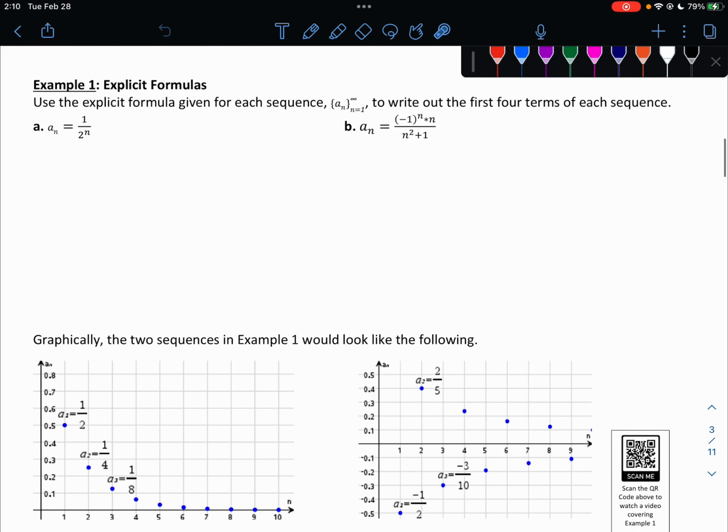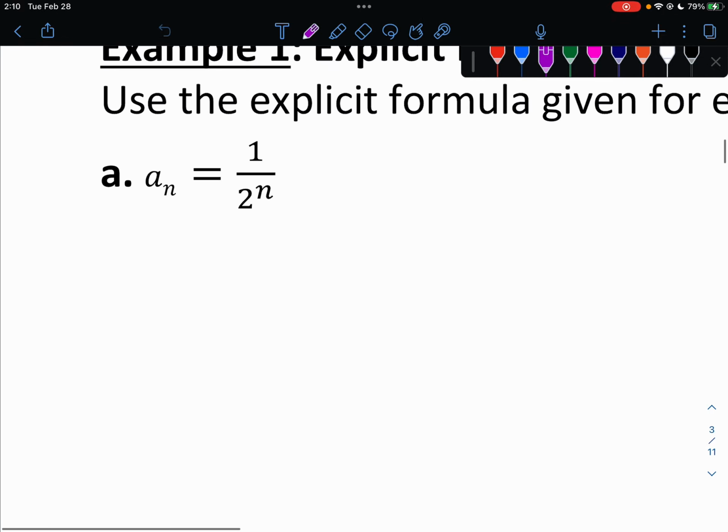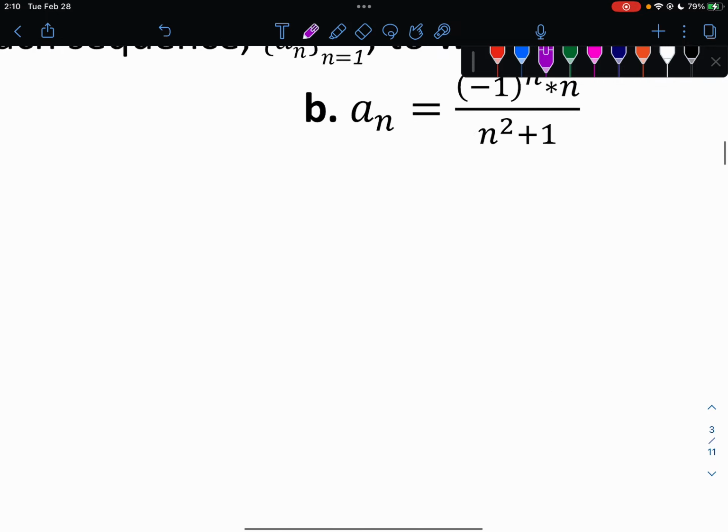So let's take a look at a couple explicit formulas here. Our first explicit formula would be 1 over 2 to the n throughout the first 4 terms. So a sub 1 would be 1 over 2 to the 1, or 1/2. A sub 2 is 1 over 2 squared, or 1/4. A sub 3 is 1 over 8. And a sub 4 equals 1 over 2 to the 4th, or 1/16.